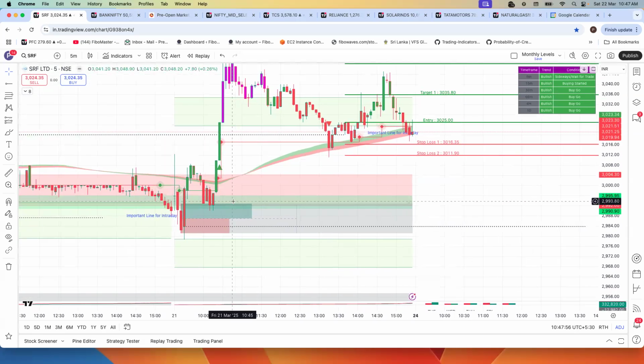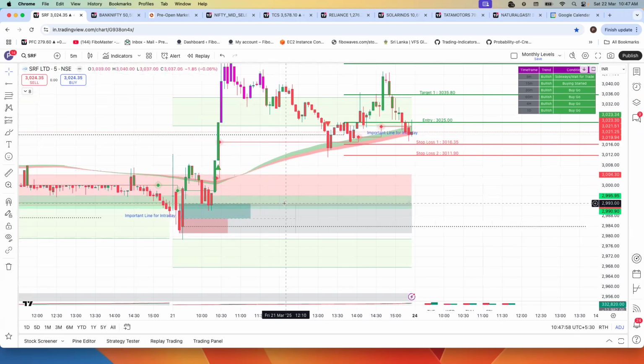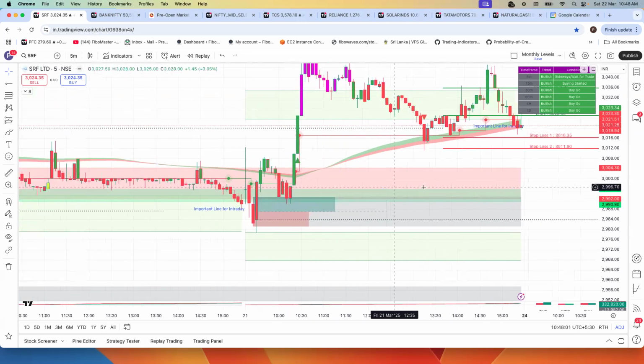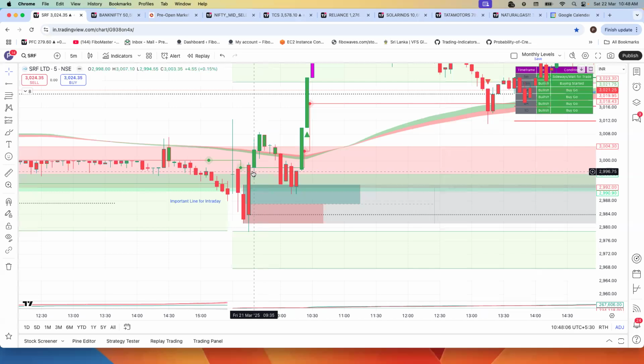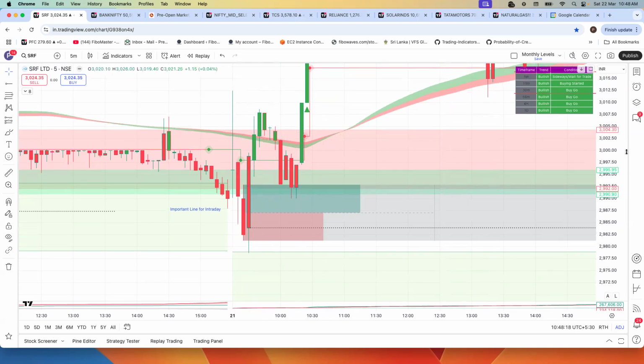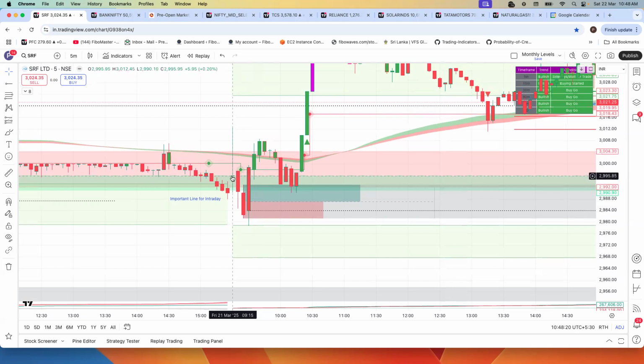So, what is the SRF chart trying to say? The first candle, see this? This candle crosses the red on the top. Red is on the top, green is on the bottom, right? That means this is going away from the market, so you can see that it doesn't cross. Again, one more candle, this is crossing.